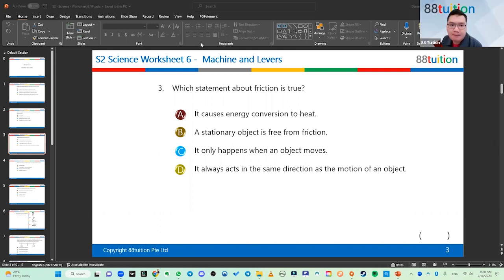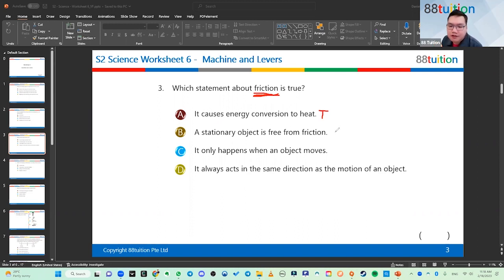Okay, let's go one by one and see if it's true. It causes energy conversion to heat. Friction can cause energy to convert to heat. Is it true? This one is actually true.